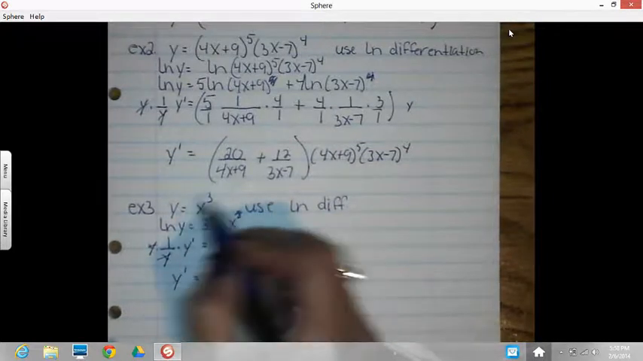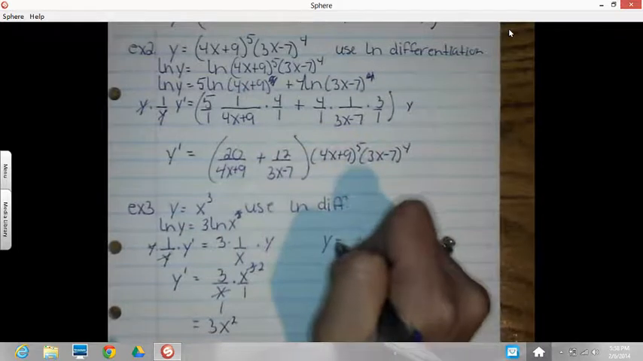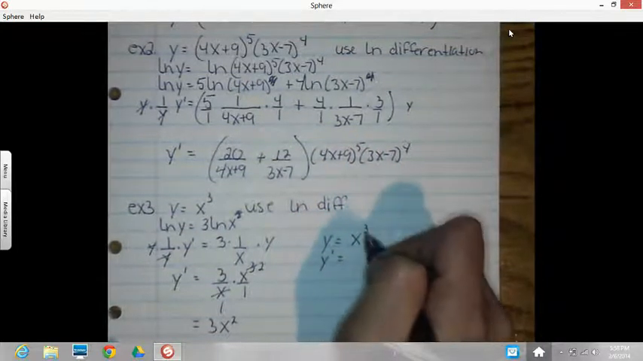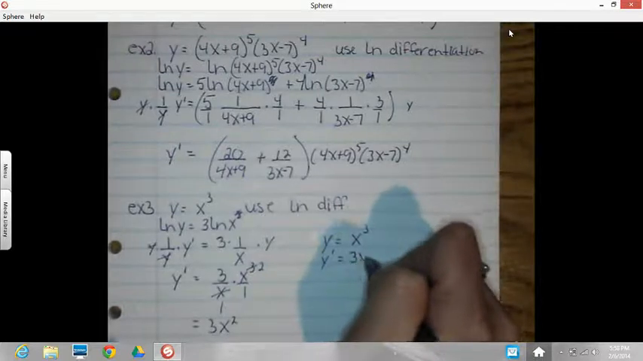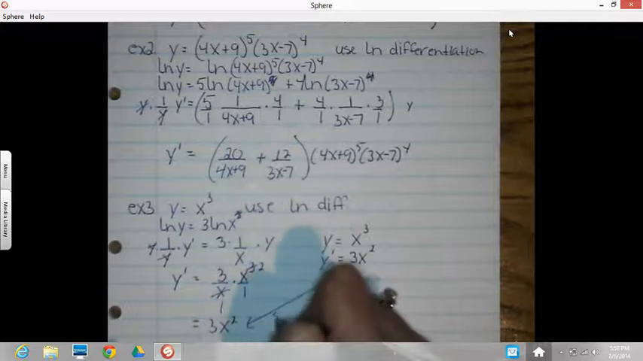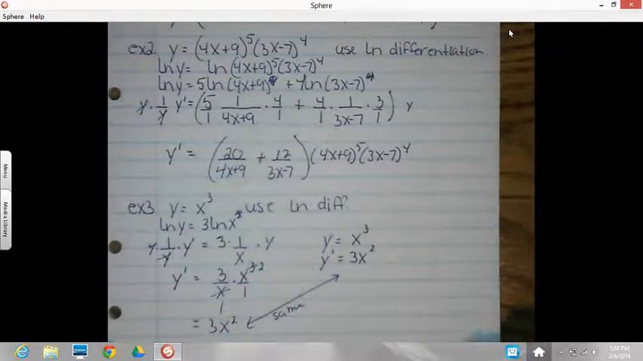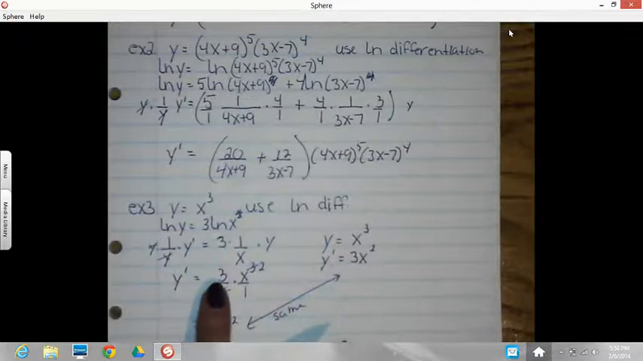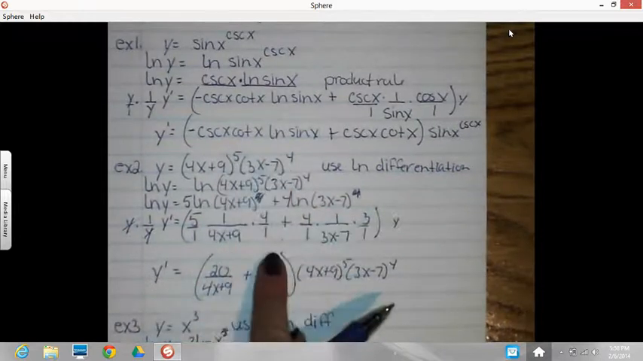Now let's take a look. If I had started with y equals x cubed and done the derivative with our power rule, this 3 comes down, x squared. There they are. They're the same thing. So you can start with natural log if you want to. A lot of times this is a lot more work than just our little rule. Here it created a shorter problem than we had in the past.